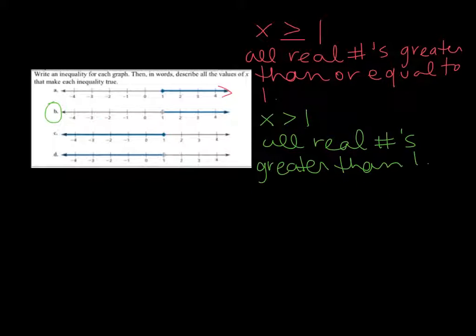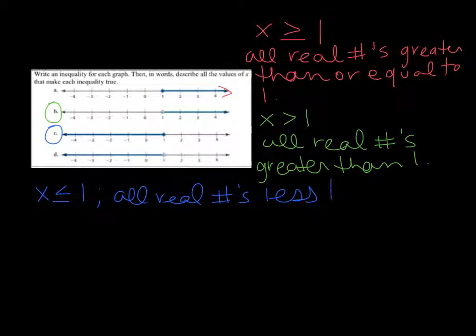All right, let's look at C. So for C, I'm going to do this in blue. I notice that now my arrow or my segment is pointing to the left. So I know that x has to be less than, and notice it's a closed circle, so less than or equal to 1. And how would you say that in words? You would say all real numbers less than or equal to 1.